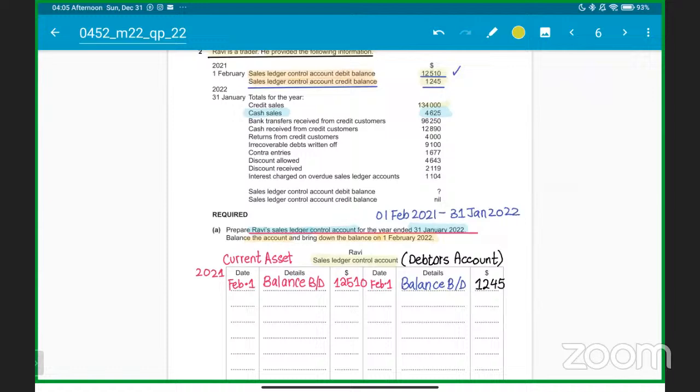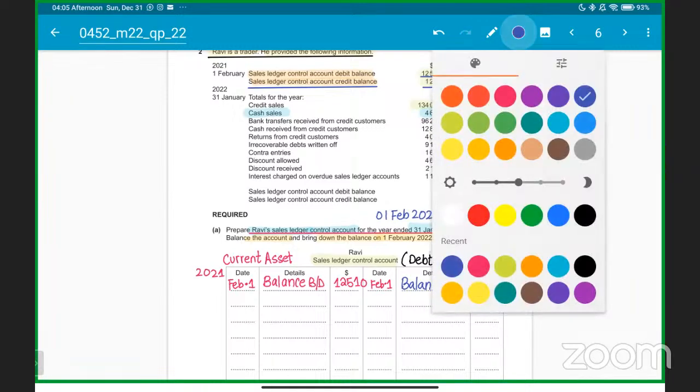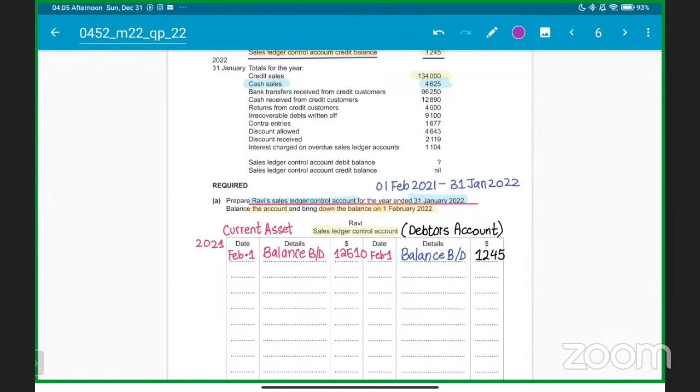We have credit sales of 134,000. Okay. So credit sales, we already know where the credit sales will come. According to that, sales will be written as credit in their respective account, and in the customer's account, in the asset account, receivables account, it will become debit. So you have to write down credit sales here. Okay, students. So credit sales will be written here. That is 134,000. Okay. Understood?